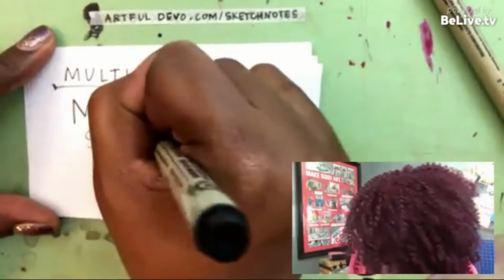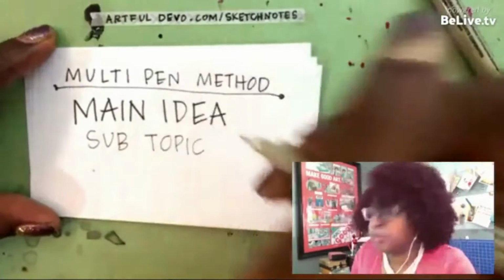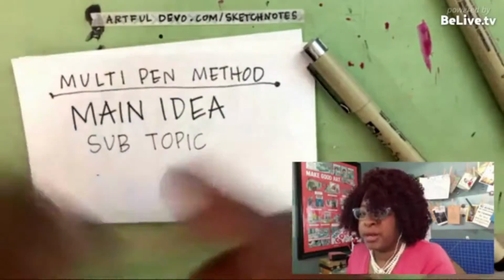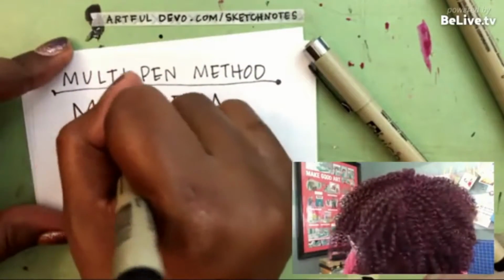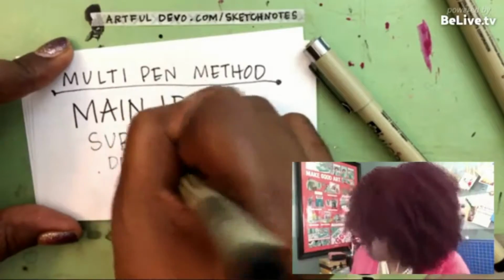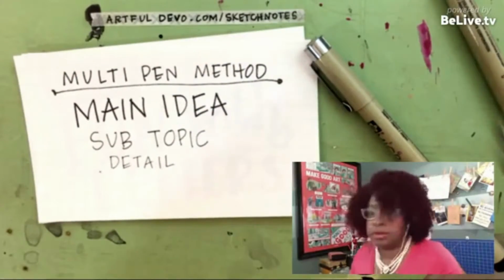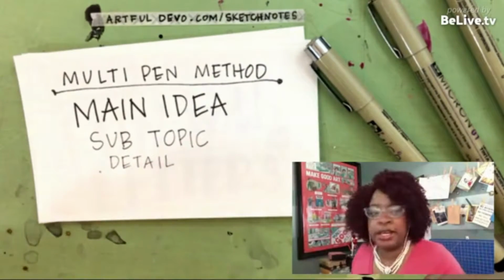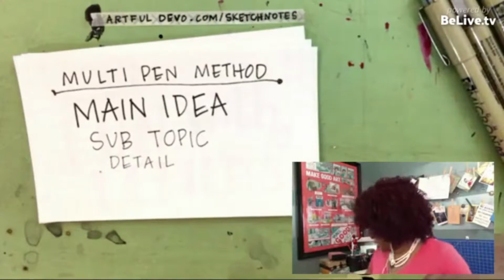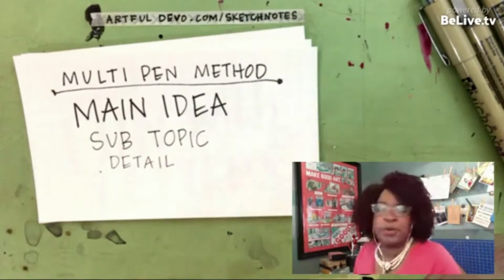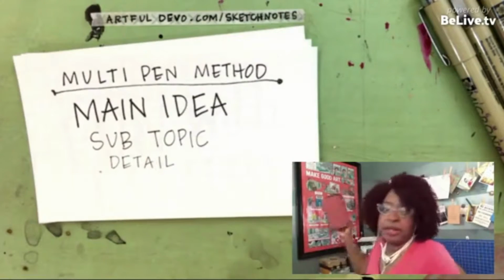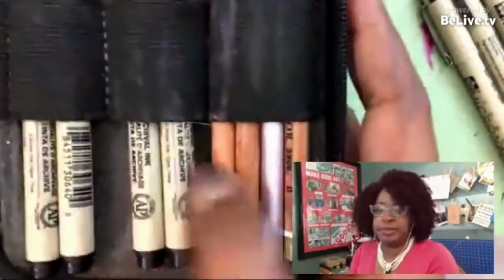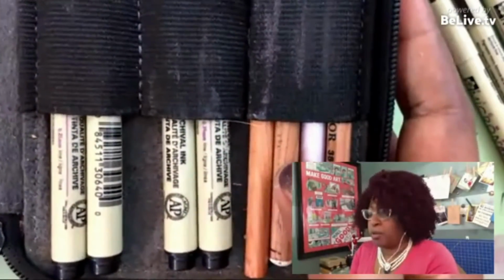Once again, I'm keeping the sizes. I kind of know main idea is bigger, subtopic's a little smaller, and then I'm going to go for the 01 pen for my detail and make that even smaller. And voila! I've got a little system down for taking notes already, and I can just put these in a little pen roll to pull out, or sometimes even one that's a little bit bigger like this to keep track of all my pens. And everything's right there all the time when I need it.